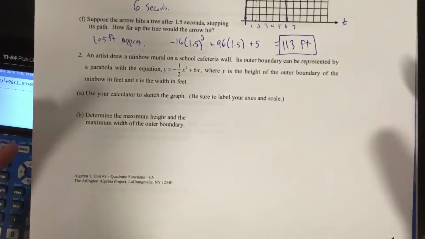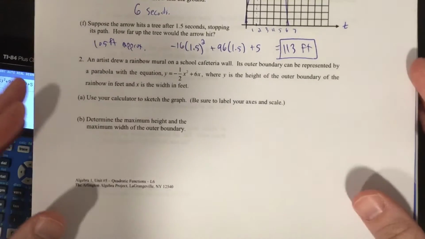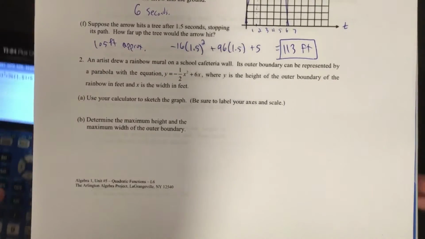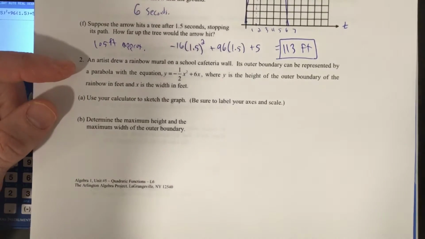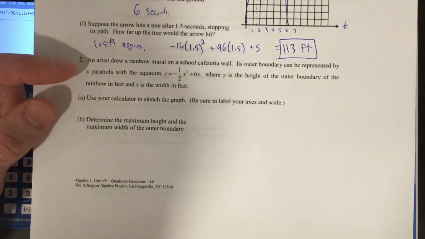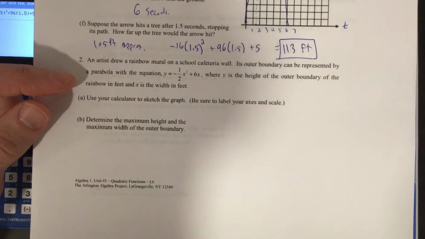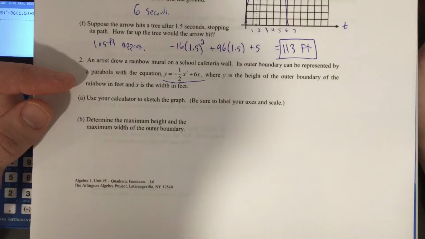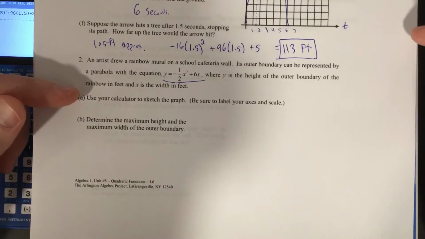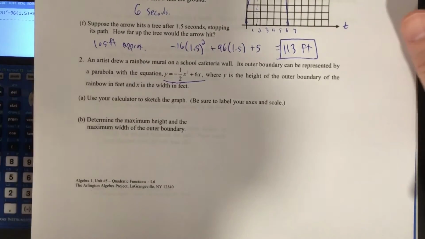Moving on, again, we're going to try pausing this so you guys can try it here. Obviously, hit play again once you're ready, or if you're struggling here. An artist drew a rainbow mural on the school cafeteria wall. Its outer boundary can be represented by a parabola with the equation y equals -1/2 x squared plus 6x. Y is the height, x is the width. Use your calculator to sketch the graph.